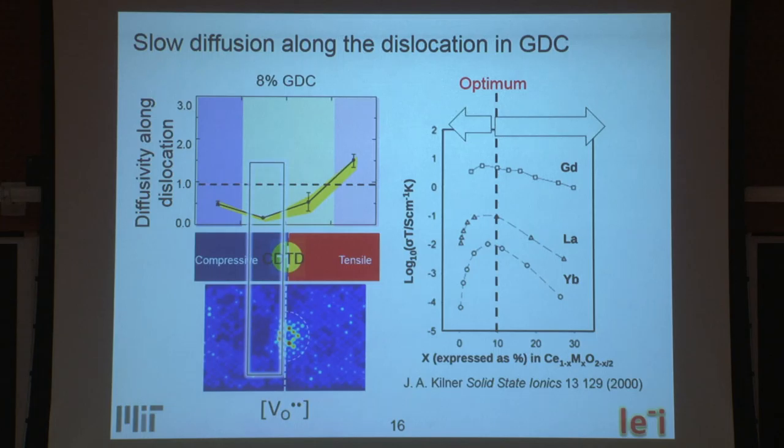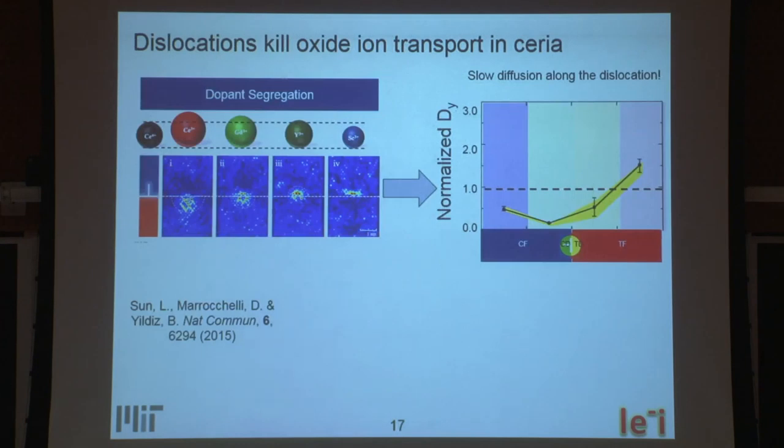So the conclusion is, along the dislocation line, we don't see any fast diffusion, unlike in other oxide materials. This trend holds for 4 to 12% cerium 3+ or 4 to 12% gadolinium doped ceria. The summary of this story is, dislocation, this kind of extended defect, brings in a strain and stress field and leads to a redistribution of point defects. Such a redistribution of point defects will, in the end, kill the ion transport in ceria.